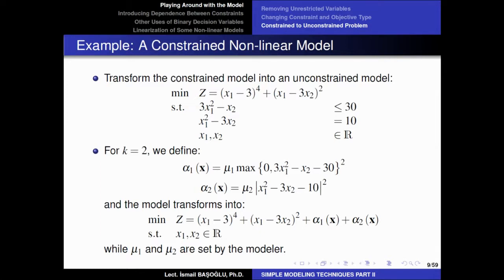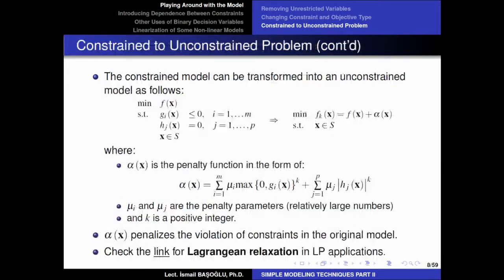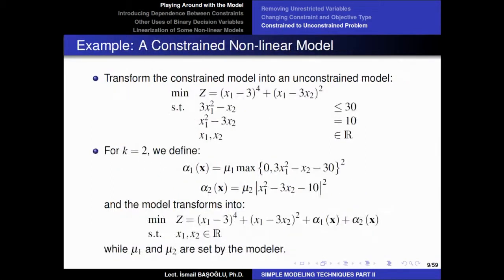Now, we have two constraints here. Basically, in the previous general explanation, we had two sets of constraints. Again, we have two sets of constraints here, but in each set, we only have a single constraint.